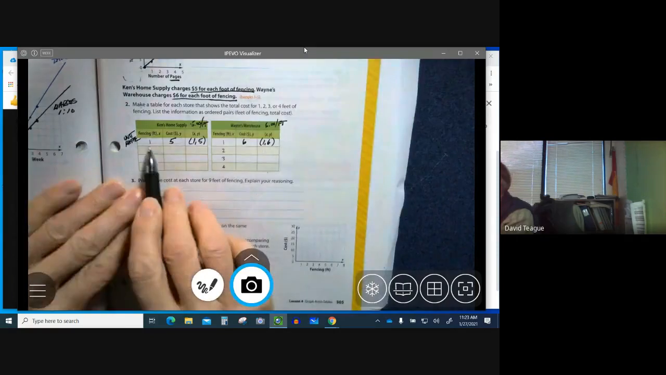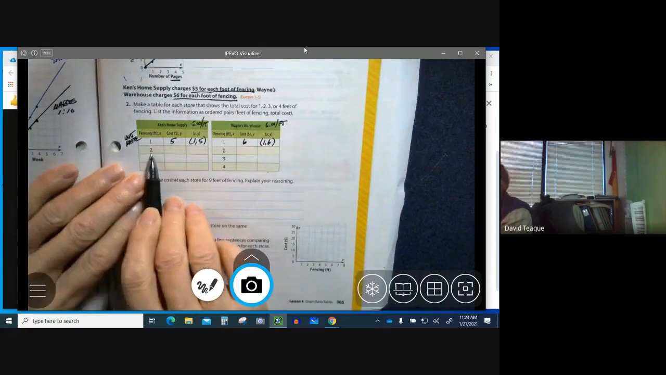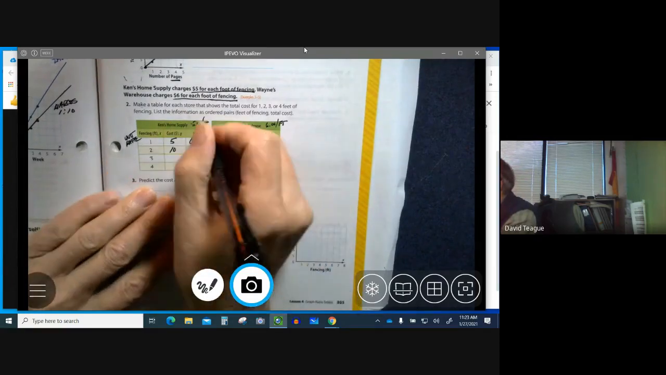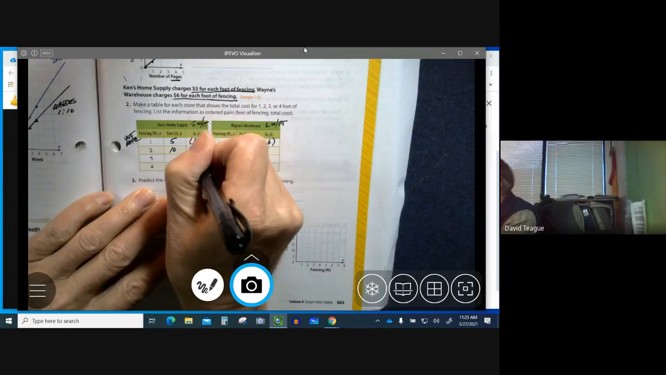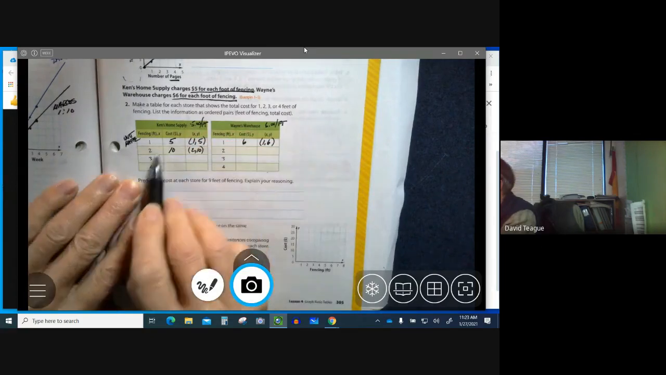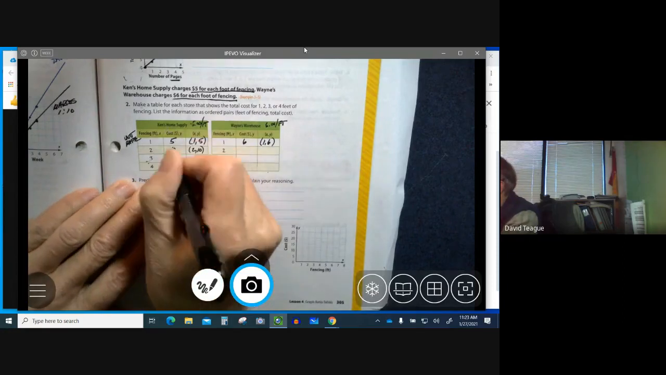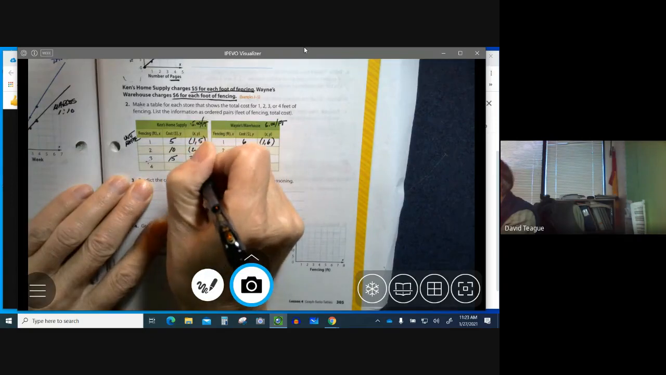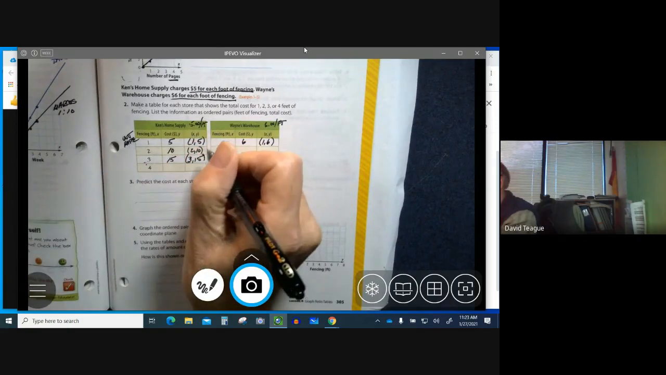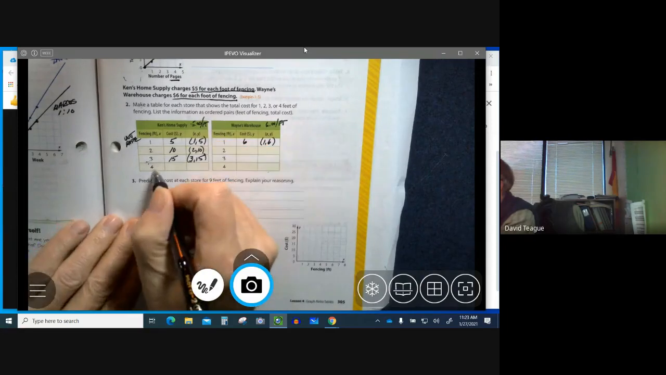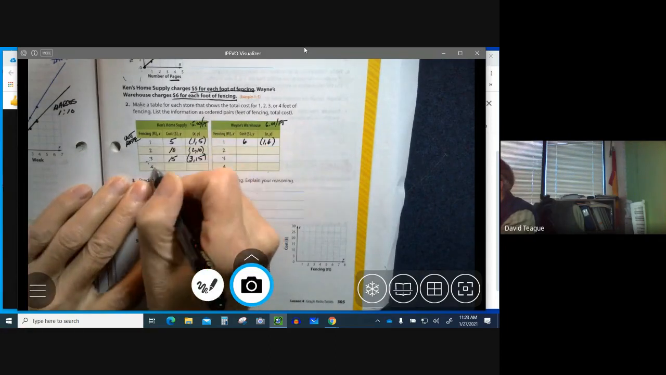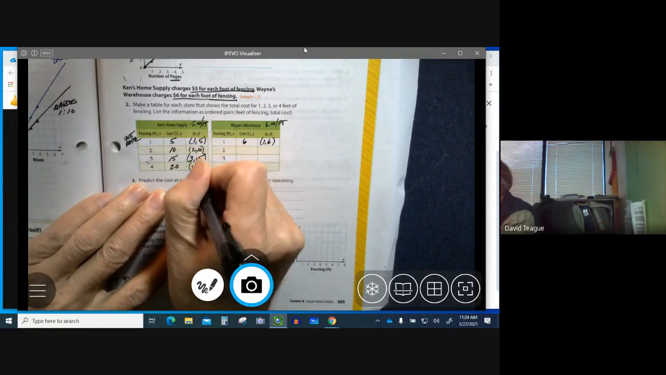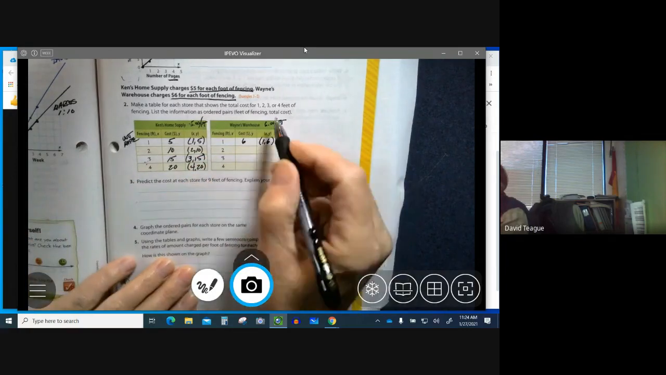Okay, so if 1 foot is $5, then I'm going to take 2 times 5 and I'm going to get 10. And then my ordered pair is going to be 2, 10. And then 3 feet, I'm going to do 3 times 5, that's 15. And my ordered pair is 3, 15. Okay. Then my next one, 4 feet, $5 each. 4 times 5 is 20. So the cost is $20, and my ordered pair is 4, 20.